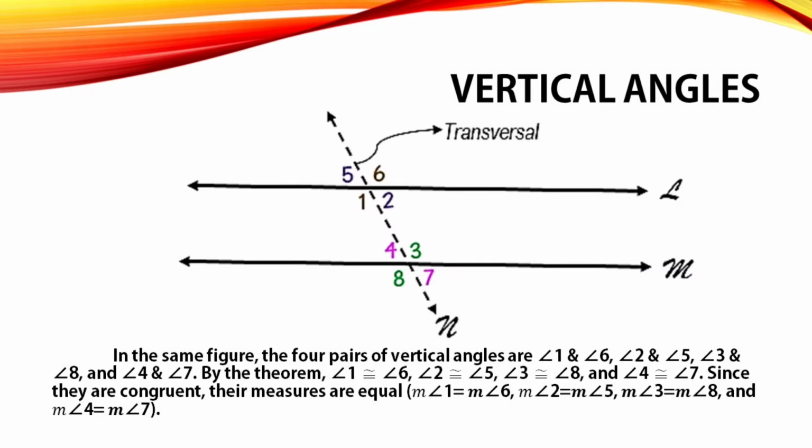Since they are congruent, their measures are equal. Therefore, the measure of angle 1 is equal to the measure of angle 6, the measure of angle 2 is equal to the measure of angle 5, the measure of angle 3 is equal to the measure of angle 8, and the measure of angle 4 is equal to the measure of angle 7.